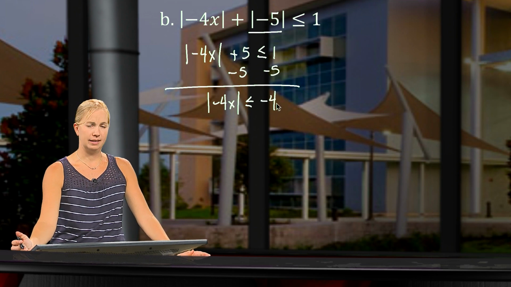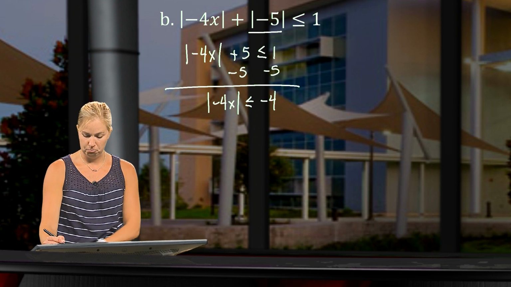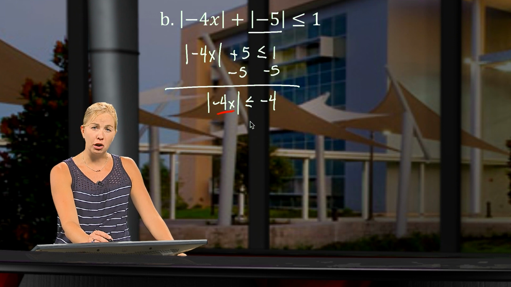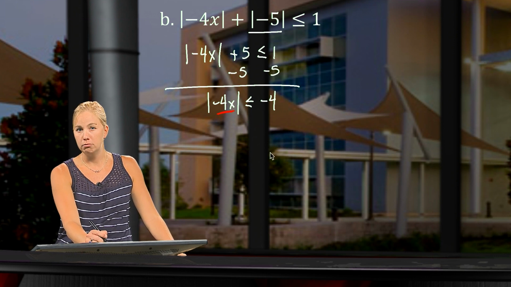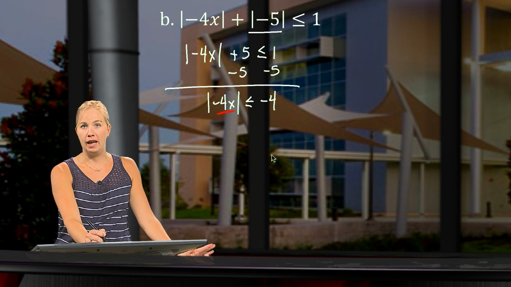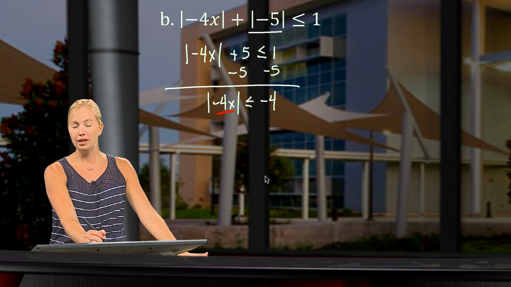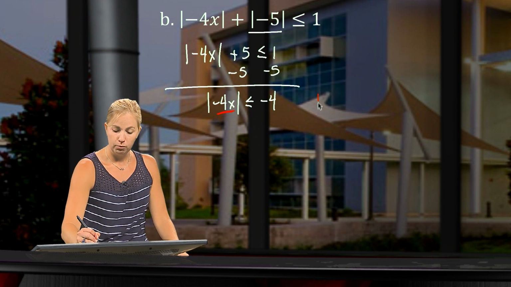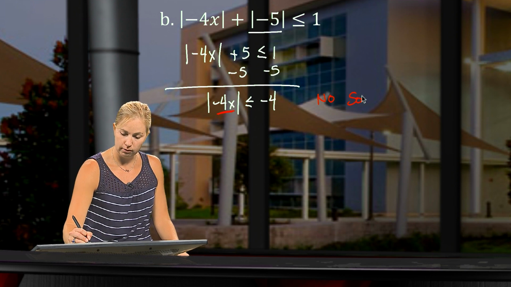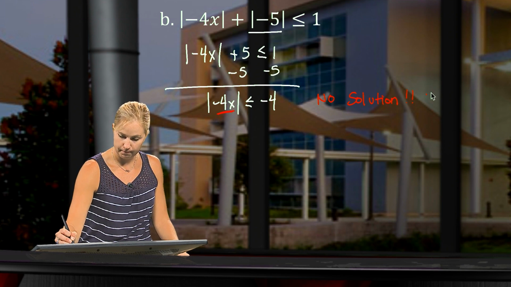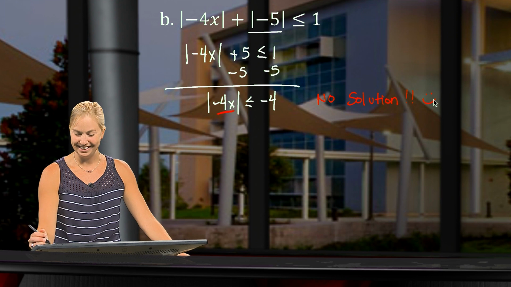Now let's think about this. This is saying that this -4x is fewer than -4 units from 0. Now, if I think about that, is that possible? Can I be less than a negative distance from 0? And the answer is no. So there is no solution for this problem. Makes things nice and easy.